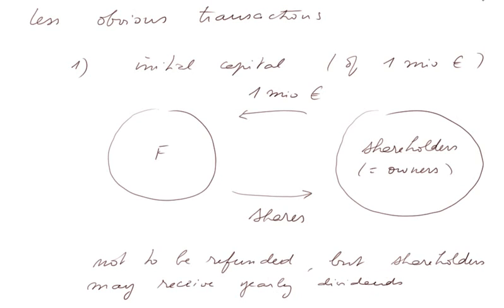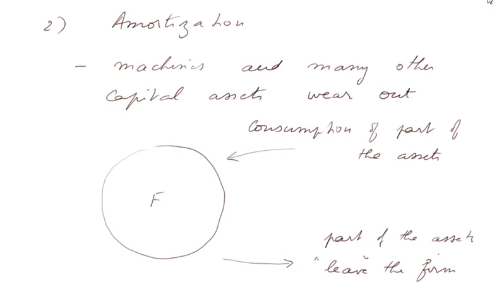Another non-obvious transaction is the so-called amortization. We shall study that in due time, but just mention that right now. Machines and many other capital assets, but not land, wear out. In that case, we shall construct special types of transactions. The firm will consume part of the assets every year, and at the same time, these parts of the assets will leave the firm. So it's a less obvious type of transaction. It's not important that you understand it perfectly right now. Just be aware that amortization is treated as a transaction and is less obvious than just buying a van, for instance.